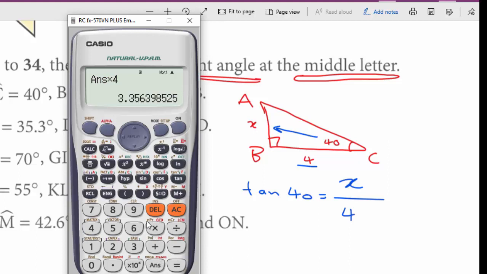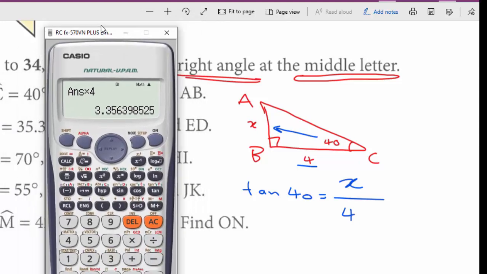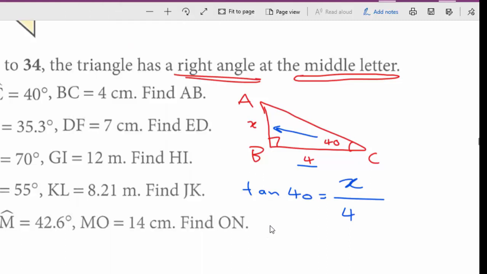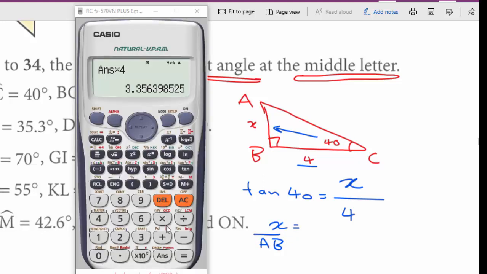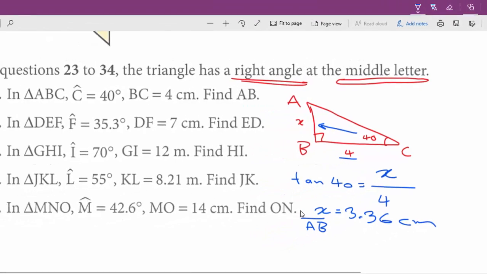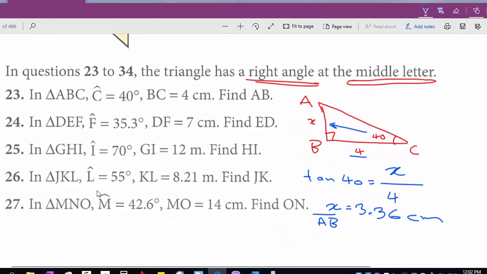3.356. This question doesn't mention significant figures. If we want to round it to 3 significant figures, it will be 3.36. So x, which is AB, is 3.36 centimeters. Similarly, you can do all the questions.